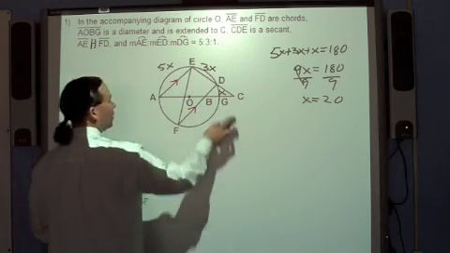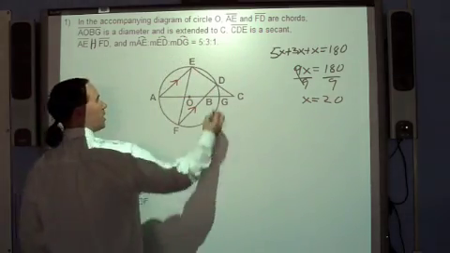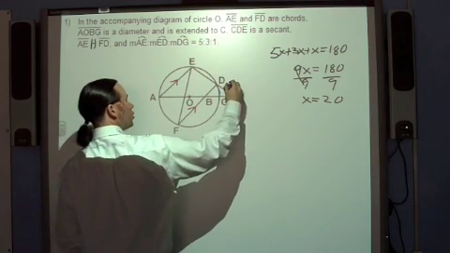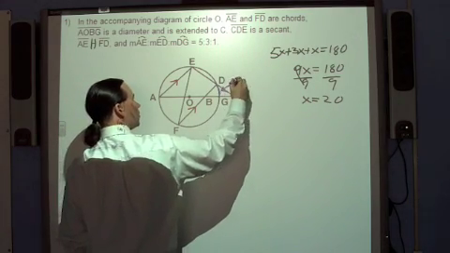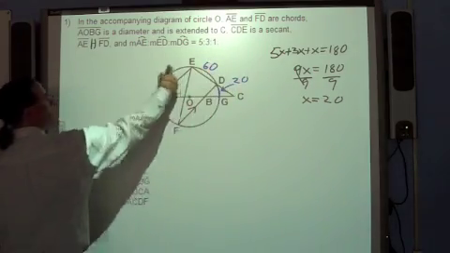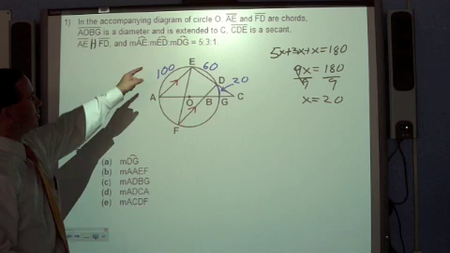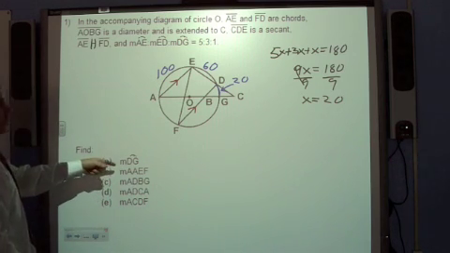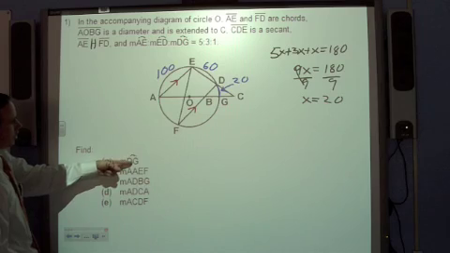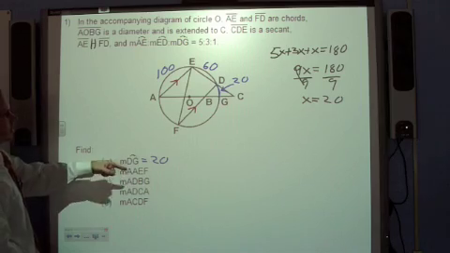Let me take these out of here and we'll put the degrees in. X is 20. That means this arc here is 20 degrees. This arc here is 60 degrees, and this arc here is 100 degrees. 160, 20. So let's take a look. We already figured out one piece. It wanted to know DG. That's 20.